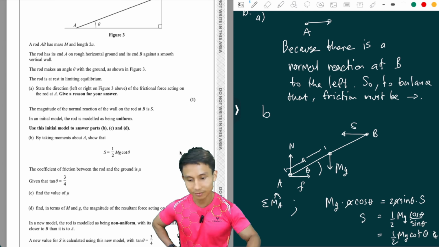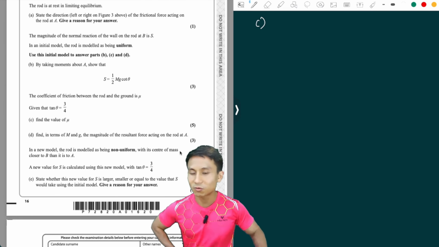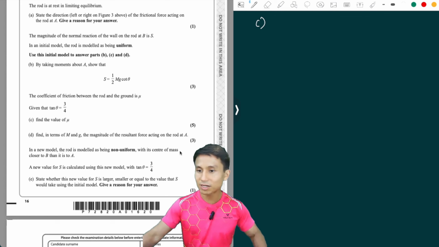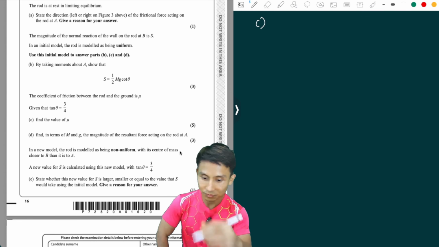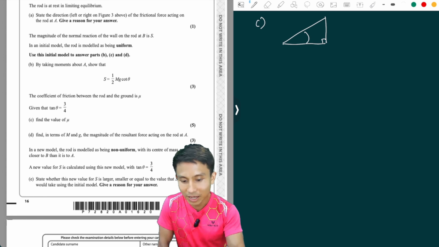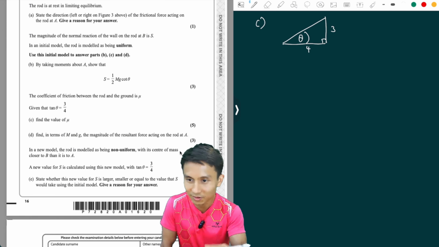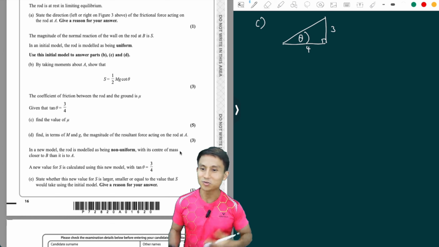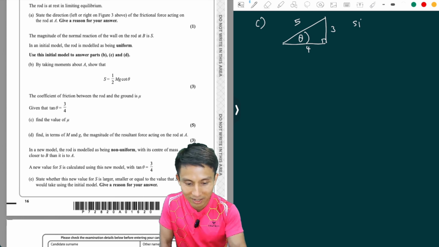That's not bad. Next part is C. The coefficient of friction between the rod and the ground is mu. Given that tan theta is 3/4, find the value of mu. All right. So again, the little triangle trick. Barely do they ever ask you to find the angle, right? So we're going to do it like this usually. And as you can notice, they are usually using 3, 4, 5, right? That's a very classic one. So that means sine theta is just 3/5. Cos theta is just 4/5.